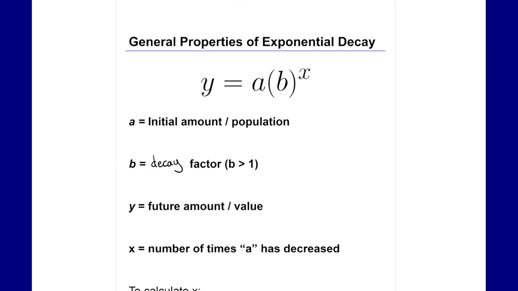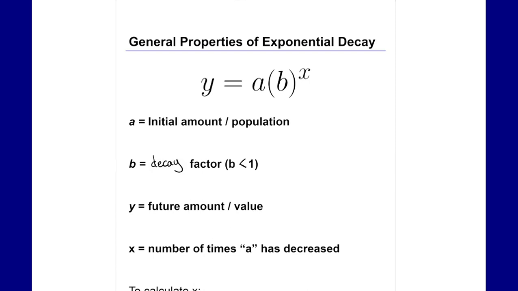So it'll be a decay factor, and B will not be greater than 1, it will be less than 1. That is the key difference between exponential decay and exponential growth. It's going to look almost identical, except our decay factor is going to be less than 1 because we are going to be decreasing.